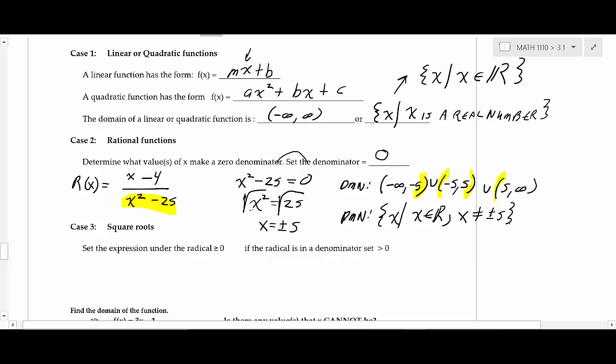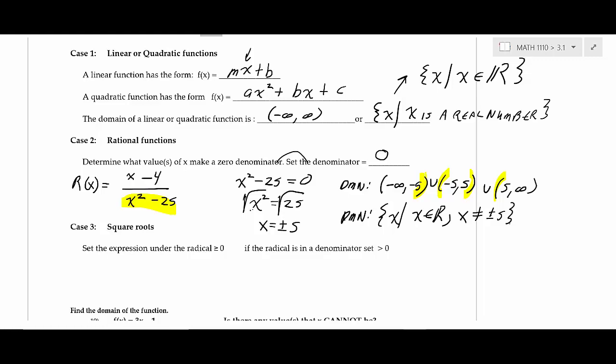So that's how you typically do things on a rational function. Find what makes the denominator 0, and then take that out of the domain. It'll be everything else. It'll be everything except whatever those values are. And sometimes with a rational function, the denominator will never be 0. It all just depends on how that function's written. Okay? Everybody with me there okay?